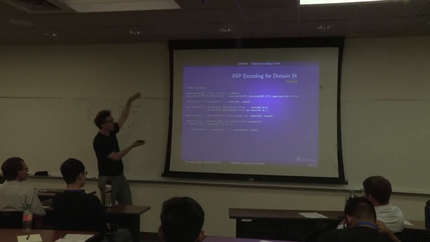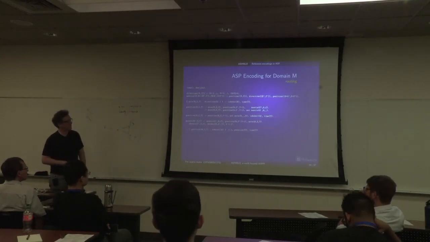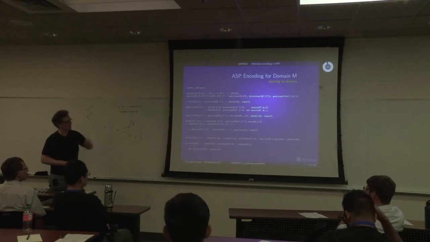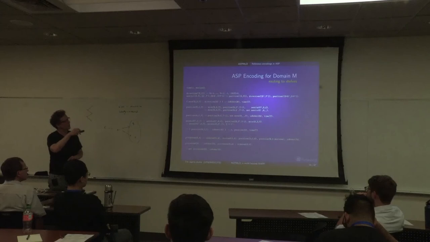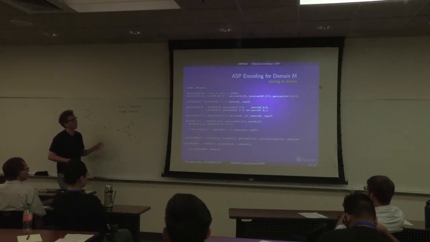So just to give you an idea of how this looks in ASP. If you then do this, this is the fulfillment of orders. And this is roughly an encoding of a MAPF problem, right? Movement and orders. So just to give you an expression, not to make you run out of this room.